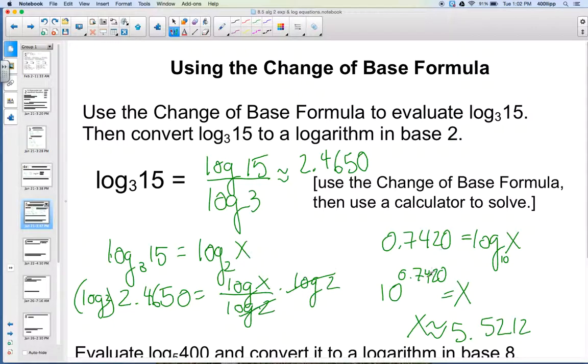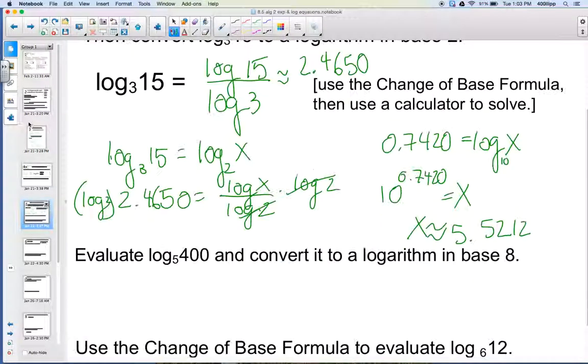The other way you could have done this is from here, if I just kept this as log base 2 of x, and set it equal to 2.4650, I could have done 2 to that power and made sure that was correct as well, and you'll get the same answer for that. Okay, so moving on.